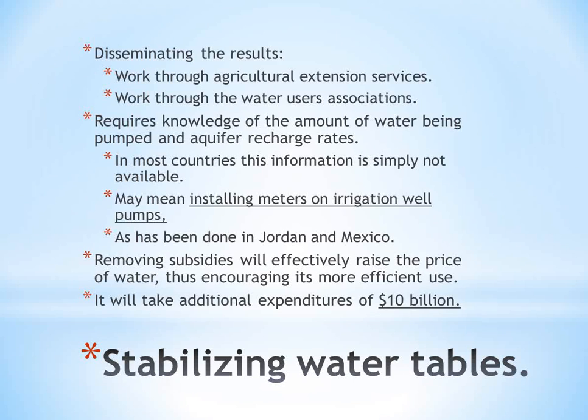Stabilizing water tables. Disseminating the results. Work through agricultural extension services. Work through the water users associations. This requires knowledge of the amount of water being pumped and aquifer recharge rates. In most countries this information is simply not available. It may mean installing meters on irrigation well pumps, as has been done in Jordan and Mexico. Removing subsidies will effectively raise the price of water, thus encouraging its more efficient use. It will take additional expenditures of $10 billion.